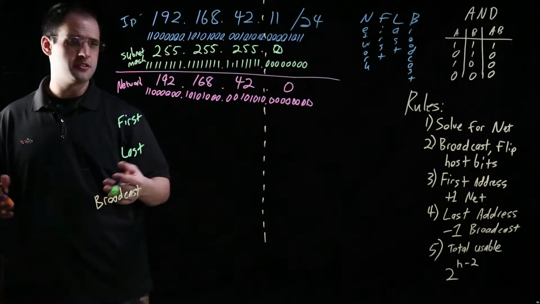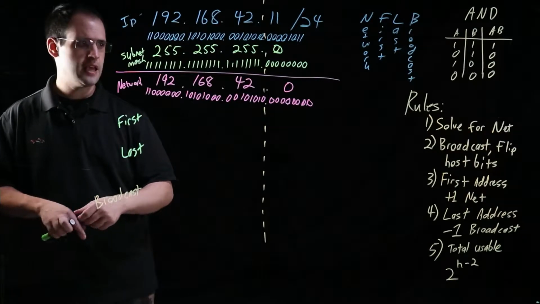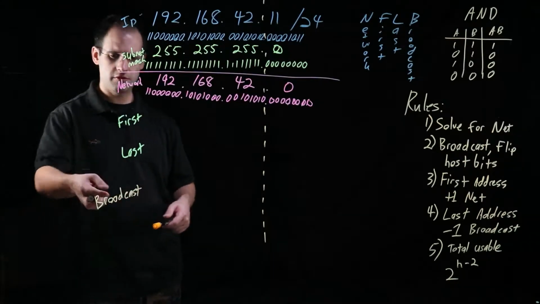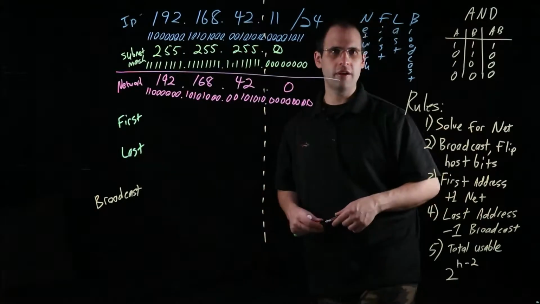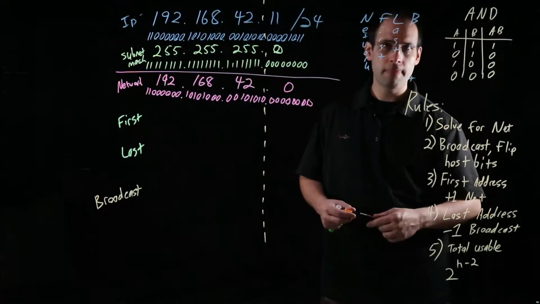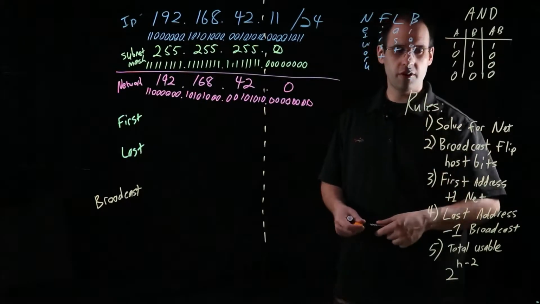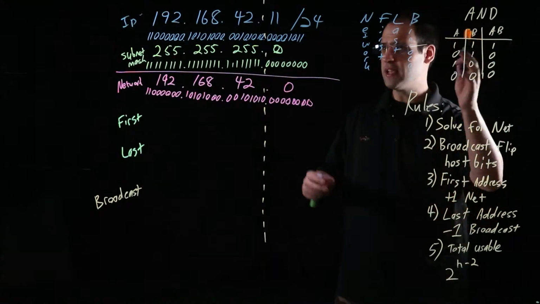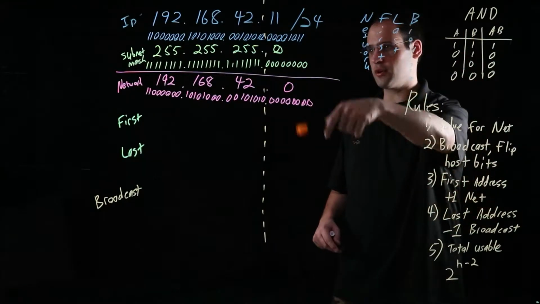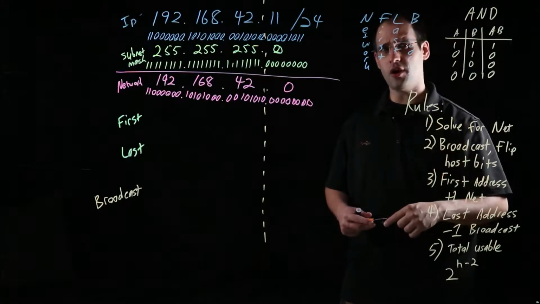So where does it actually end? How do we determine where this thing ends? That brings us to some new rules and the broadcast address. The first thing we have to do in this whole process is solve for the network address. Once we've found the network address, we can go find the broadcast address.